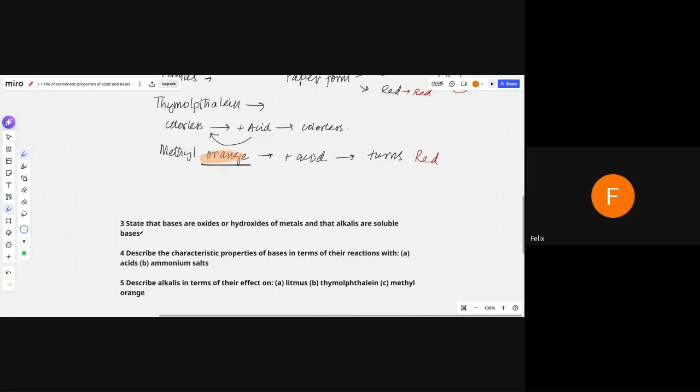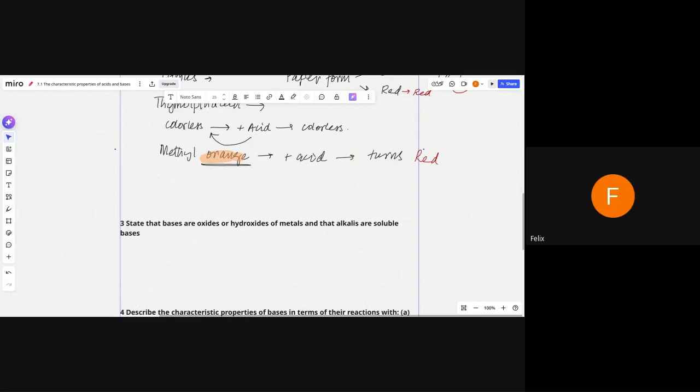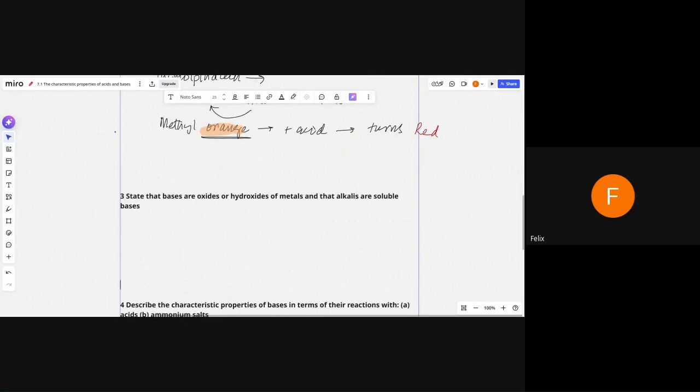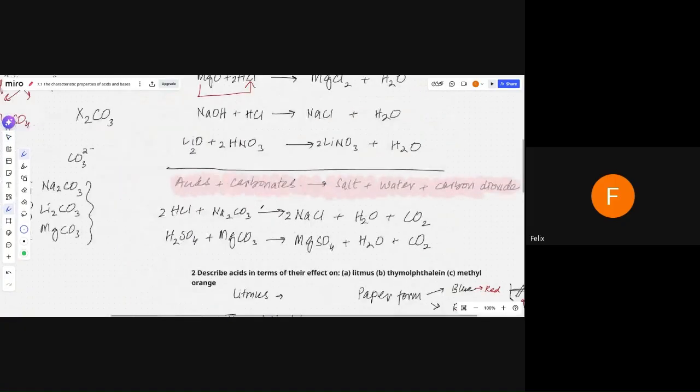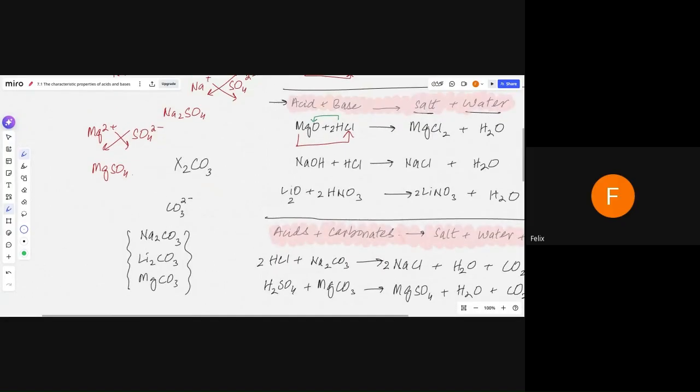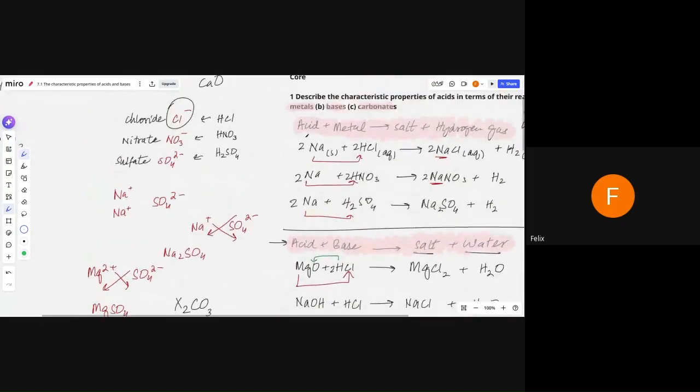And topic number 3, state that bases are oxides or hydroxides of metals, and that alkalis are soluble bases. Yeah, so we have already discussed one part of this topic, that bases are metal oxides, and they can be metal hydroxides. So we understand this. We just discussed it while explaining topic number 1 and 2.